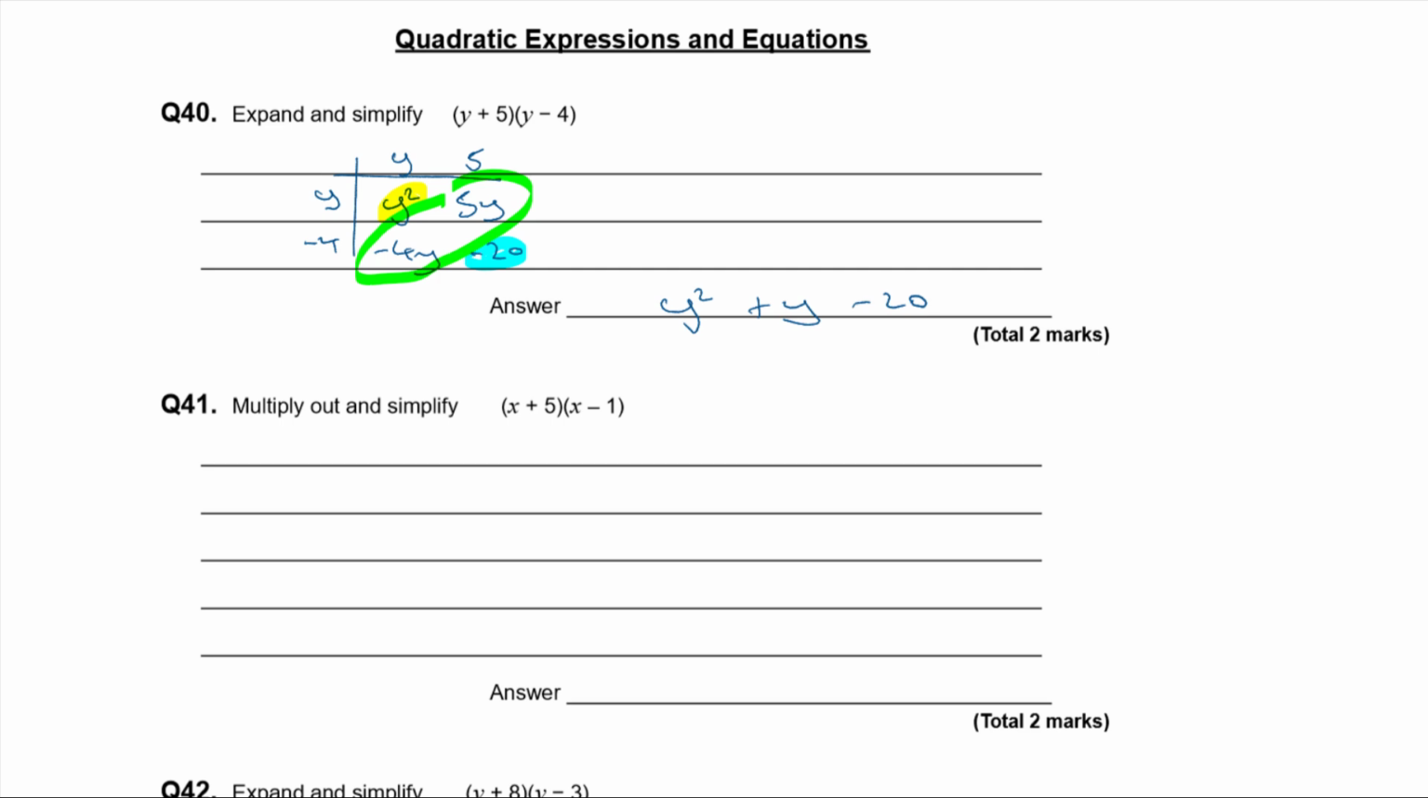Right, similarly, question 41, multiply out, simplify x plus 5, x minus 1. So again, do a grid. It gives you the structure and helps you not miss out terms. So I've got x and 5 and x and minus 1. Multiplying those together, x squared, 5x, minus x, minus 5. Okay, so again, we've got a term in x squared, we've got two terms in x, and we've got a minus 5 on the end. So writing that down then, I'm going to have an x squared term, 5x minus x is 4x, and then I've got a minus 5 on the end.